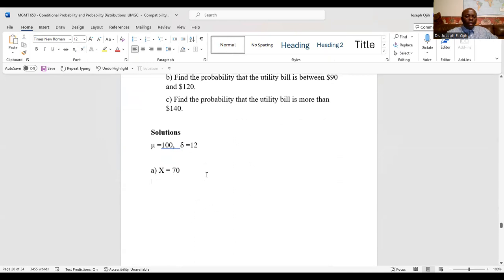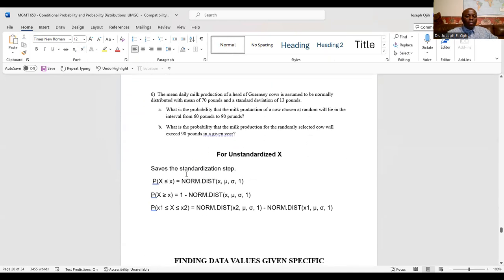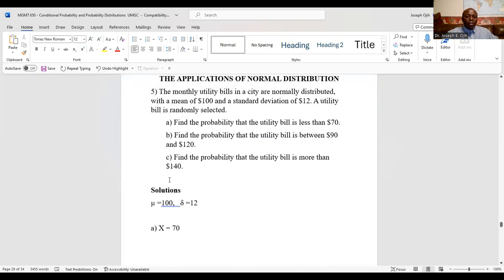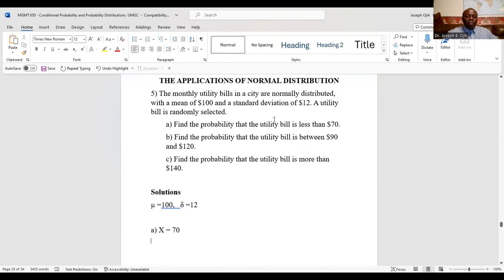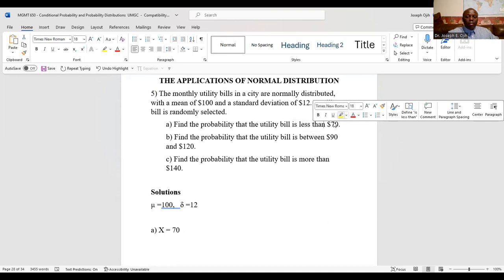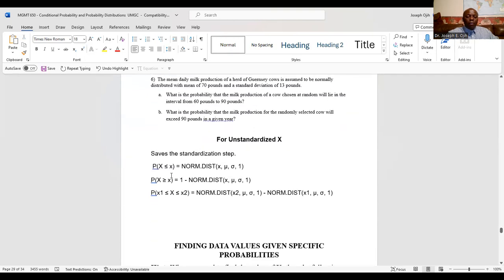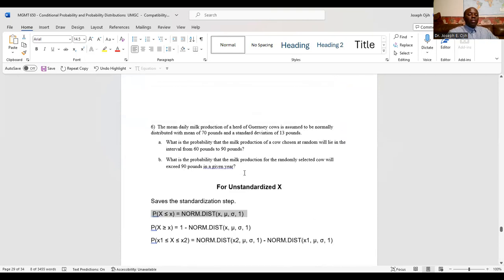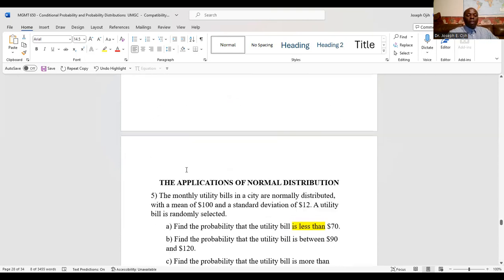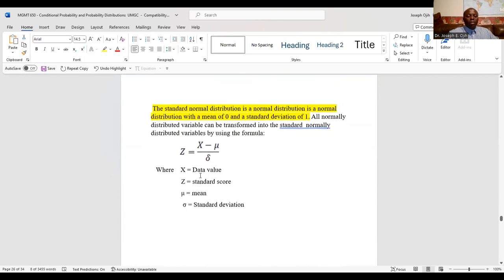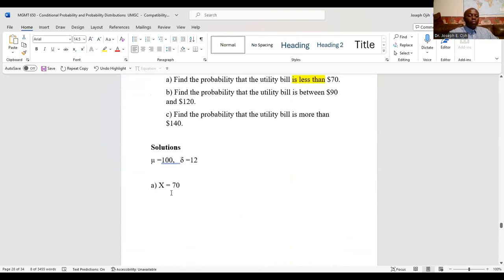And to solve part A, the Excel formula we need is this. It says find the probability that the utility bill is less than. That's the key right here: less than. And for that, it says here P(X less than x). So we're going to use this. I'm going to put it under it so you can see it. Instead of using this other formula, you can just use this one to get the answer right away. So I'm going to paste it here so you can see the formula we're using, and that will give us the answer we are looking for.